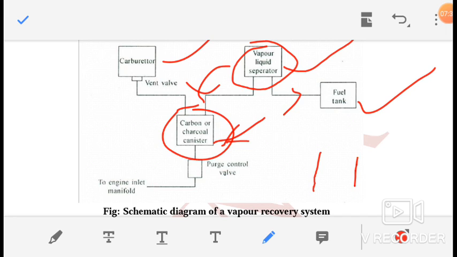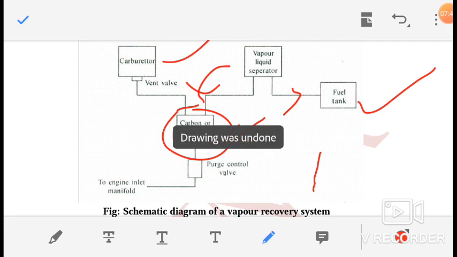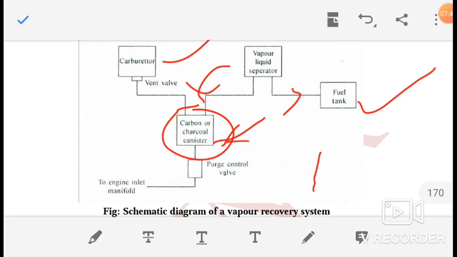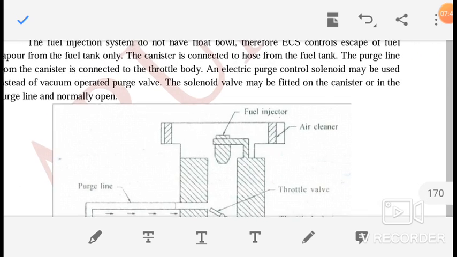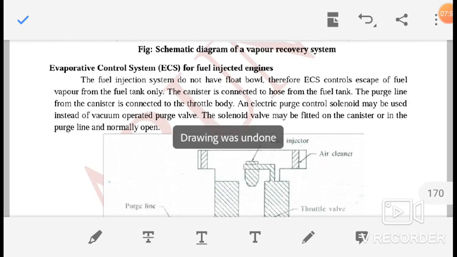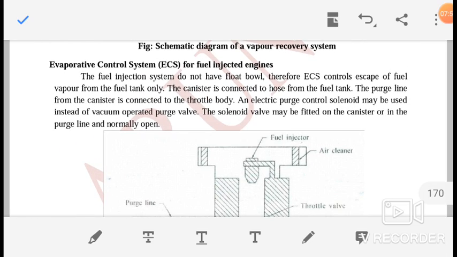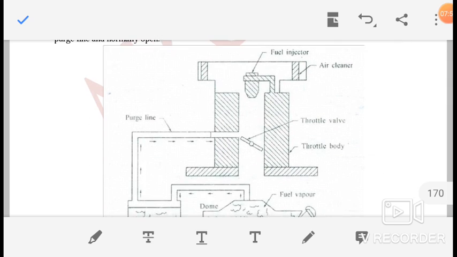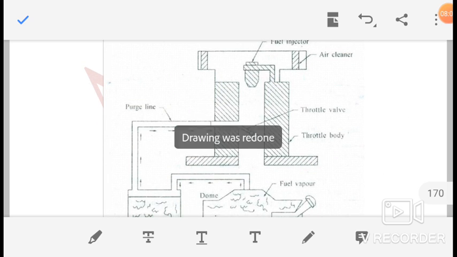So this is the schematic diagram of the vapor recovery system. And now moving towards one more system we have here, that is the evaporative control system for fuel injected engine. This is the diagram we have here.